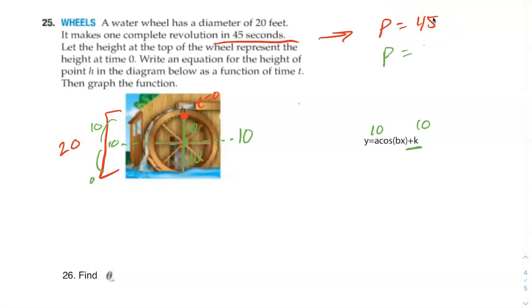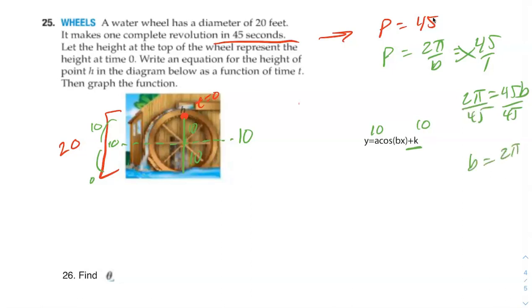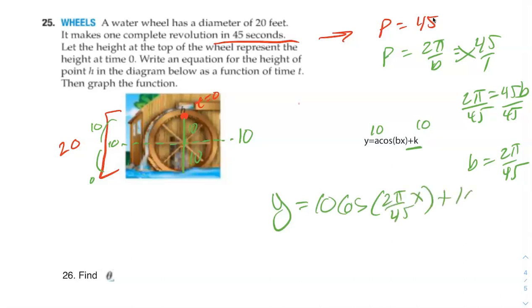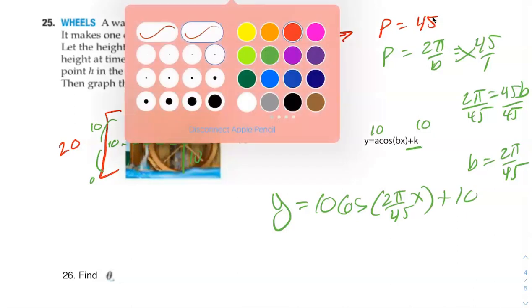Period also equals 2 pi over b. So let's set that equal to 45. Cross multiply, do a little math. 45b divided by 45. I get b equals the disgusting 2 pi over 45. So there we go. y equals 10 cosine of 2 pi over 45 x plus 10. And actually, I'm going to change it this time because I didn't do it last time.